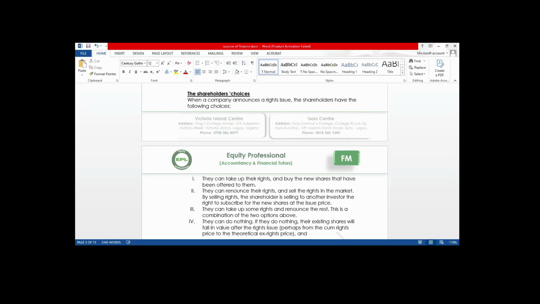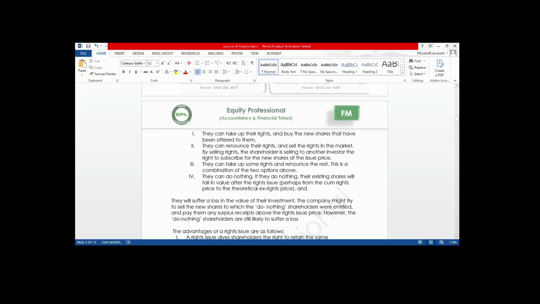Option 1, the shareholders can take up the rights and buy the new shares fully. You can take up your rights and buy the new shares fully.